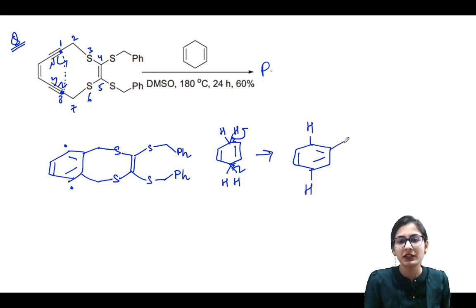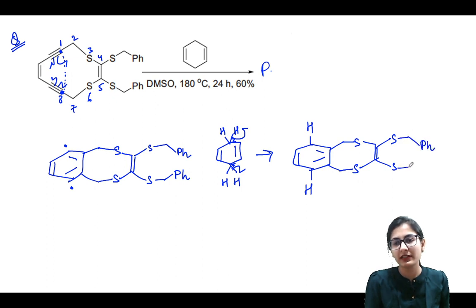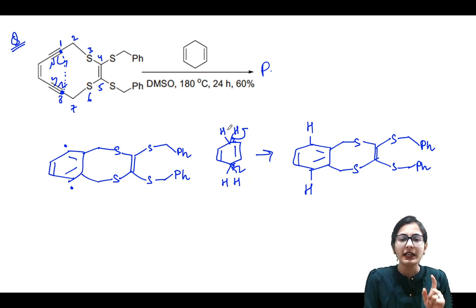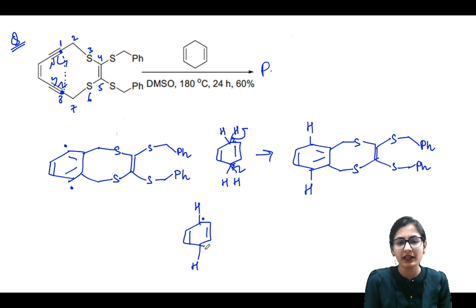Let's draw the residual portion. We are going to have an 8-membered ring, and the rest is going to be the same because the reaction is only concerned with the cycloaromatization. It is Bergman cyclization. Now what about this species? It has given 2 hydrogens. Now what is going to happen with it? There is one radical over here, a double bond, a hydrogen and another radical. What do you think is going to happen?